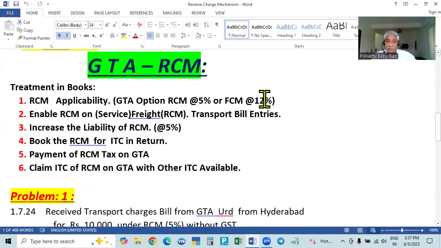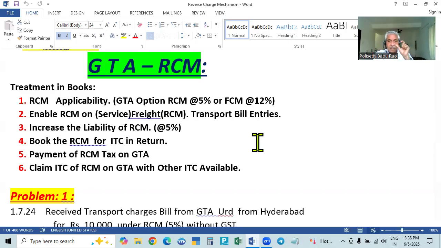And for other transport, for forward charge mechanism, for the transporter as well as in the case of all other transactions, only forward charge mechanism will apply. Purchase of goods, sale of goods. For all these things, we will enter the tax also. This 12% is forward charge. We have to enter the tax. That is why there are two types of transport charges we have to make. One is for which RCM is applicable. For the other one, forward charge mechanism is applicable, RCM is not applicable. For that, we have to make two accounts separately to distinguish.